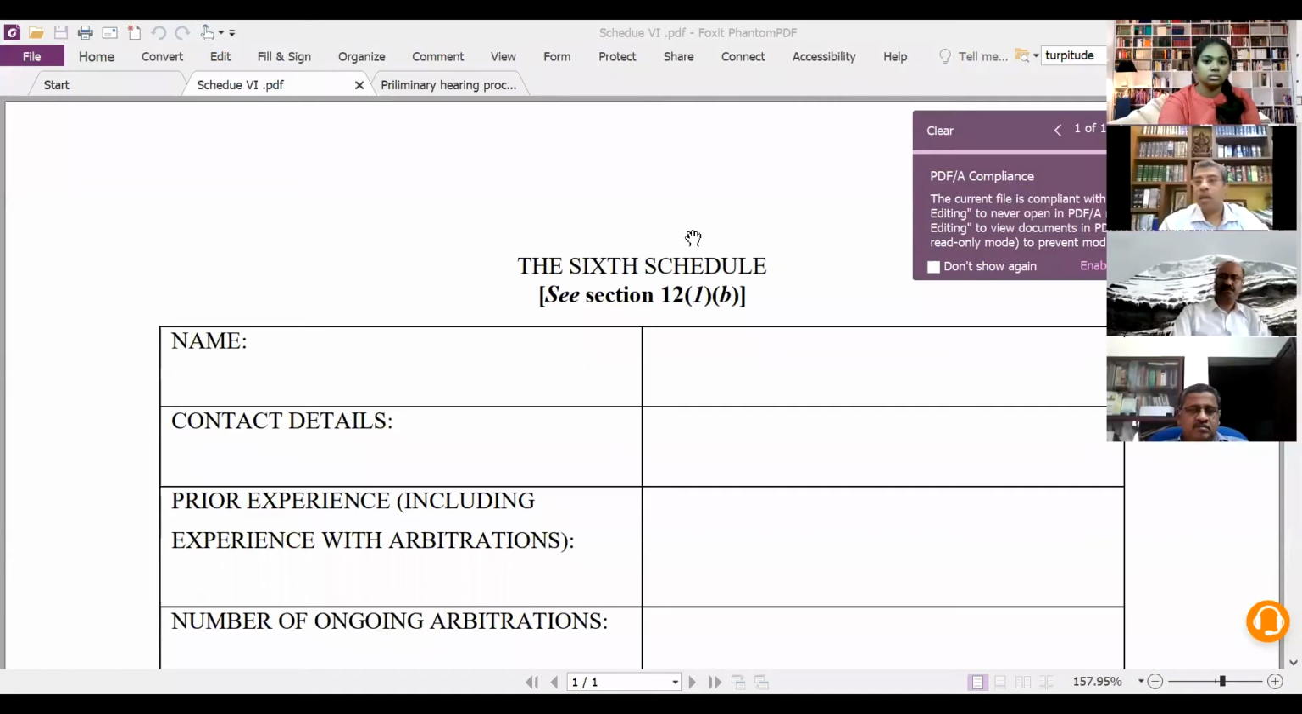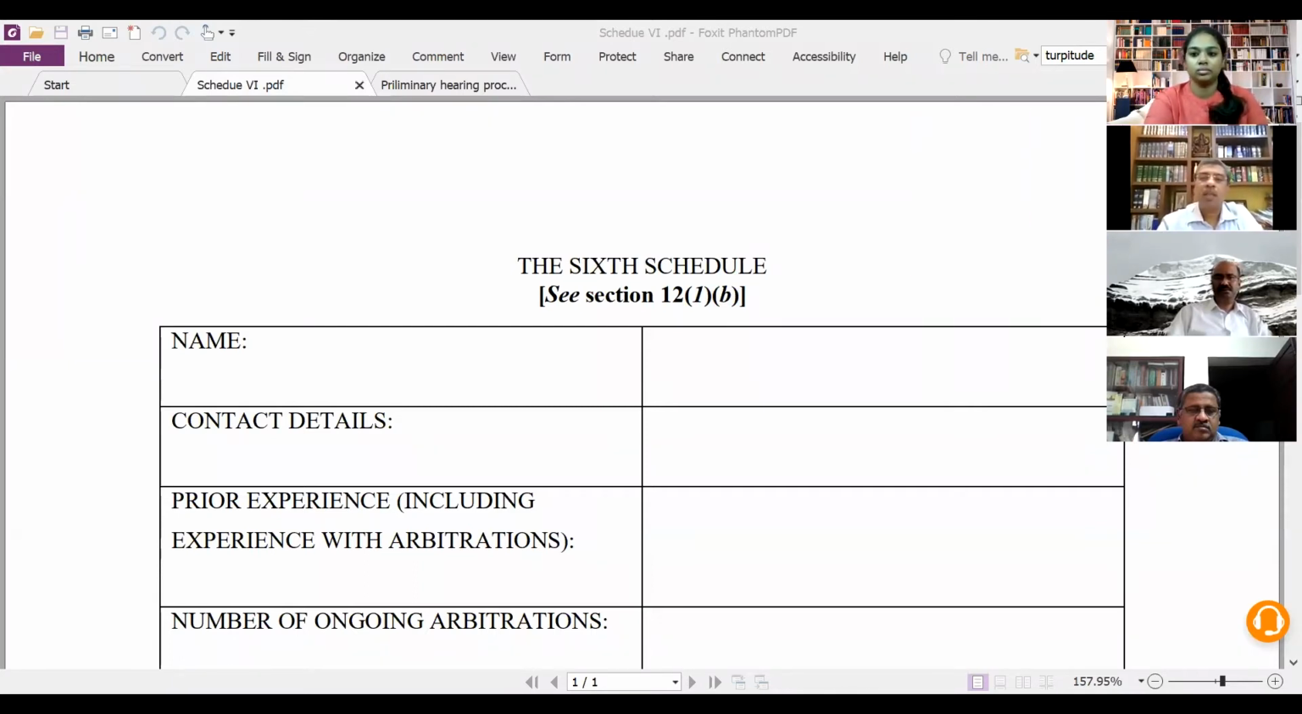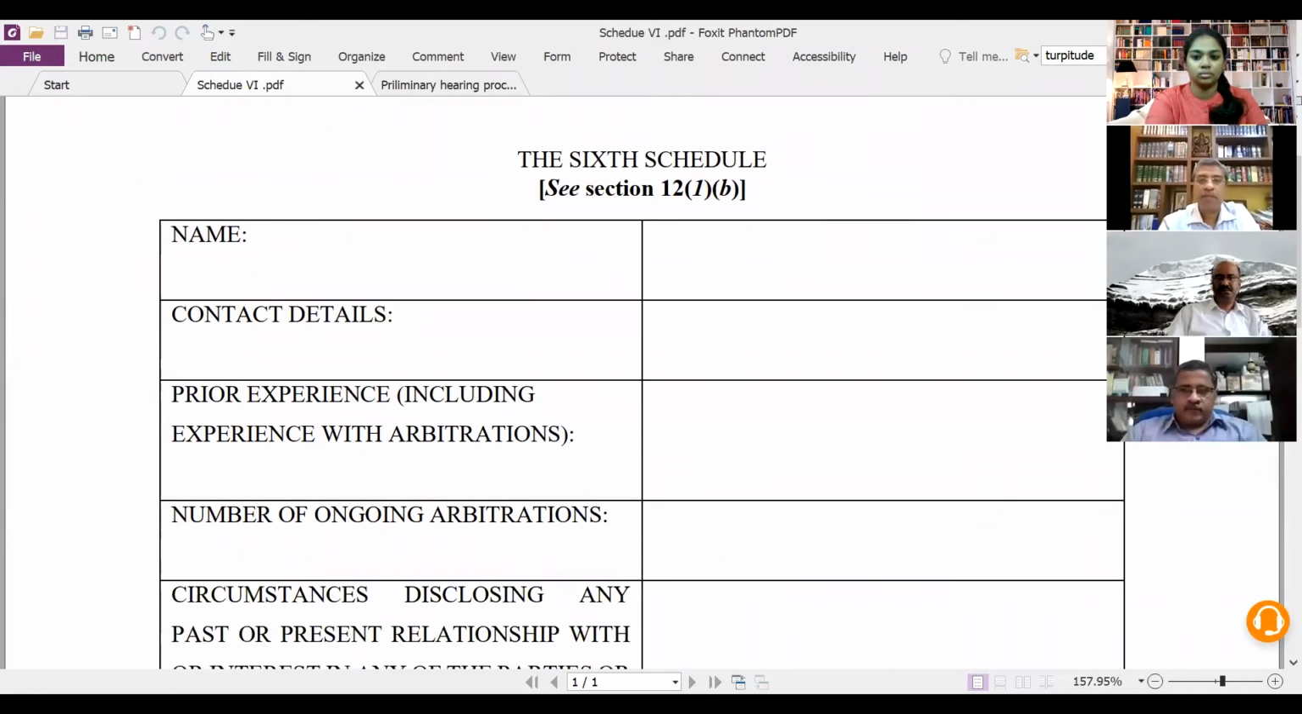Now I'll share with you all the said declaration. Is my screen visible? Yes, it's visible. Okay, thank you. Friends, this is the form under which the disclosure has to be made.